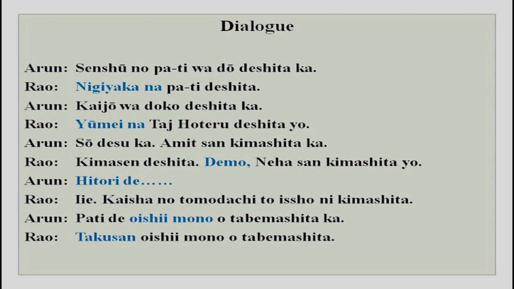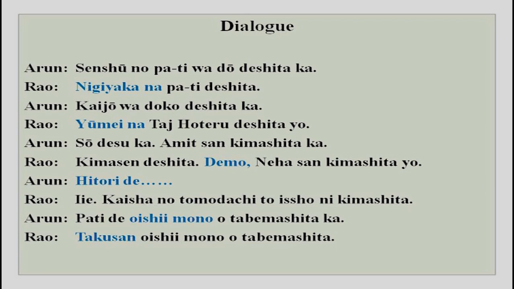So desu ka? Amit-san kimashita ka? Kimasen deshita. He did not come. Demo, Neha-san kimashita yo. Demo means but. It is a conjunction, as you have done soshite, which is also a conjunction, but it starts a sentence. This is a little different from the conjunctions that we do in English. Hitori de, alone. Again, de is used over here. Hitori de means alone. Iie, kaisha no tomodachi to issho ni kimashita. He came with his friends from the office.